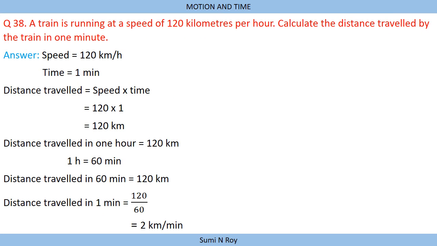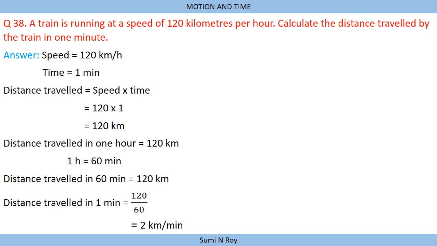The next question is, a train is running at a speed of 120 km per hour. Calculate the distance traveled by the train in 1 minute. Firstly, we will write the given values. The given values are speed, 120 km per hour, and time, 1 minute. Firstly, we will find out the distance traveled in 1 hour. From the formula, distance traveled is equal to speed into time, which is 120 into 1 hour. Then it will be 120 kilometer. So the distance traveled in 1 hour is 120 kilometer.